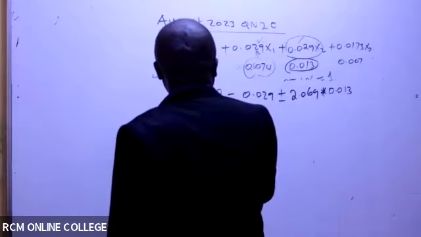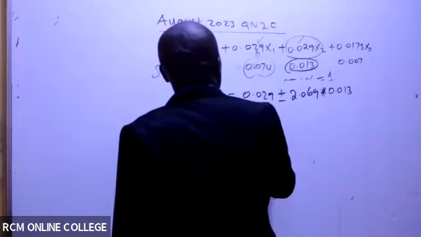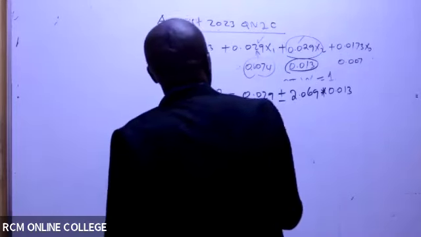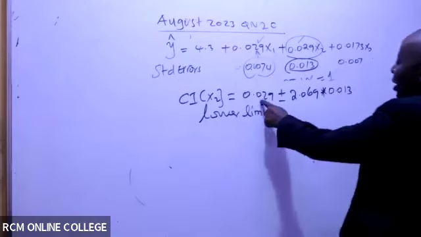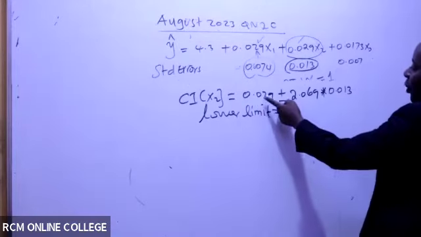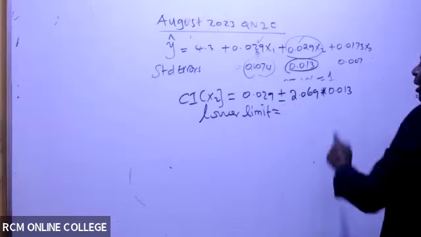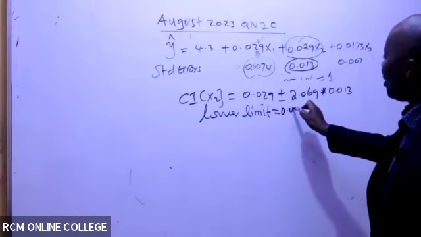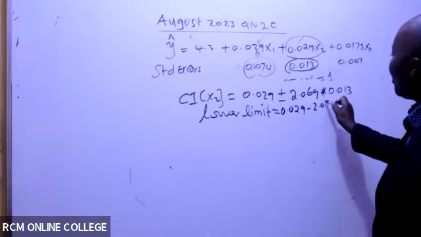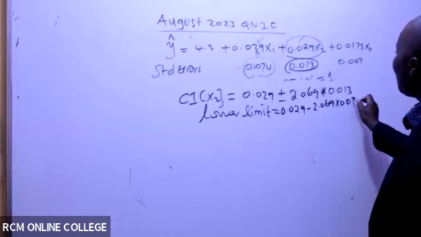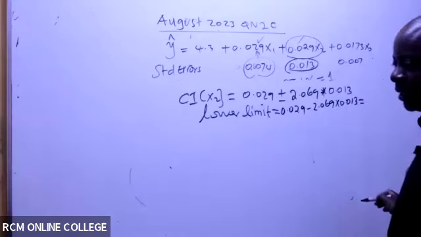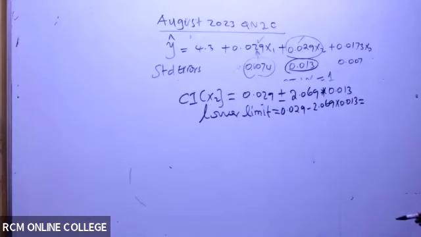Start with the lower limit. For the lower limit you are subtracting, so you take this minus this. Let me write here for your revision: 0.029 minus 2.069 times 0.013. So this one here for X2 gave you what figure?